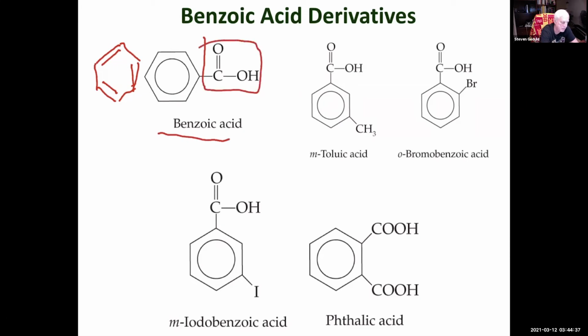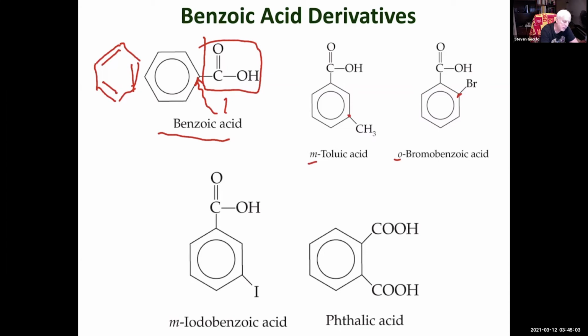That's benzoic acid. This is always going to be the number one position where the carboxylic acid group is attached to it. Remember ortho, meta, and para. Ortho is the number 2 carbon. Meta is the number 3 carbon. And para, where's para? Oh, we don't have a para on here. Para is in the number 4 position.